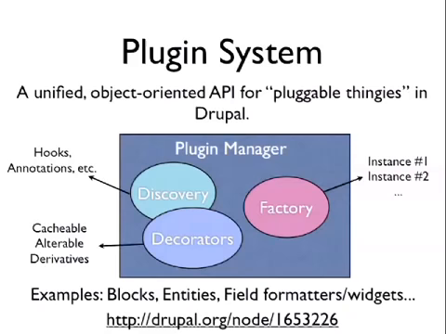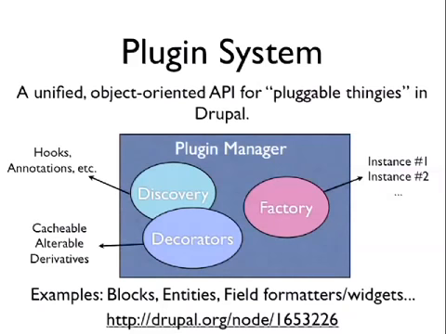So for example, on the discovery mechanism, it's like, how do I find out what blocks there are in the system? And then you can decorate those finder things. And you can say, I want this thing to be cacheable. I want it to be alterable. I want derivatives on it, which is a whole fancy thing that I don't really understand. But I have a really great graphic for it on the next slide.